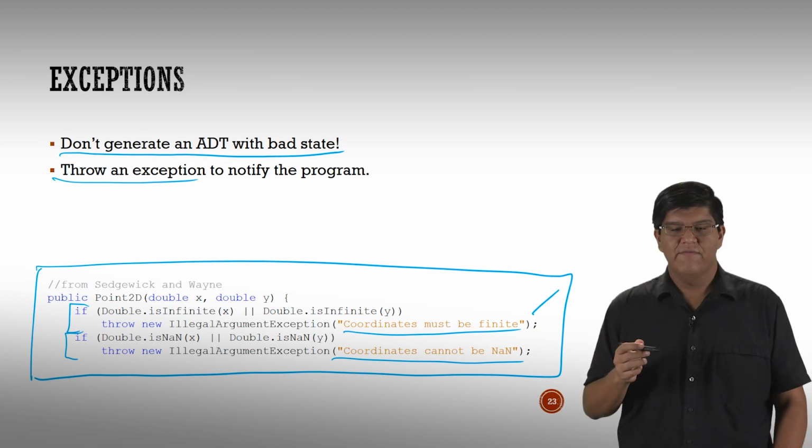All right, so that about does it for our safety discussion. Again, we've talked about how we implement an immutable class, and then some rules for how we should treat exceptions in our ADTs.